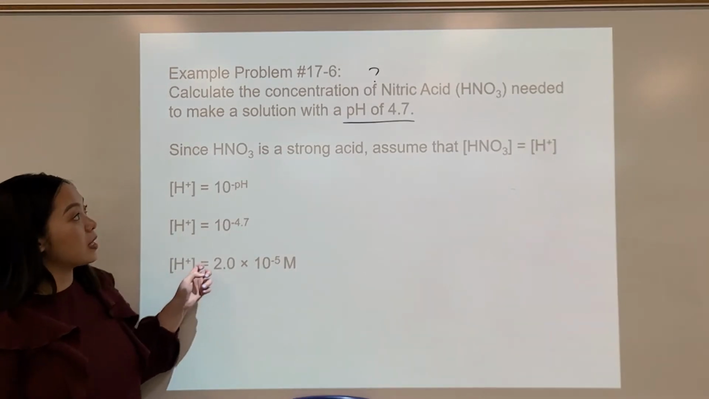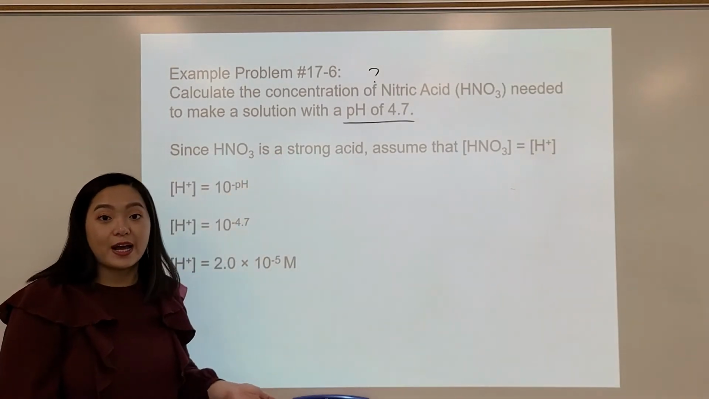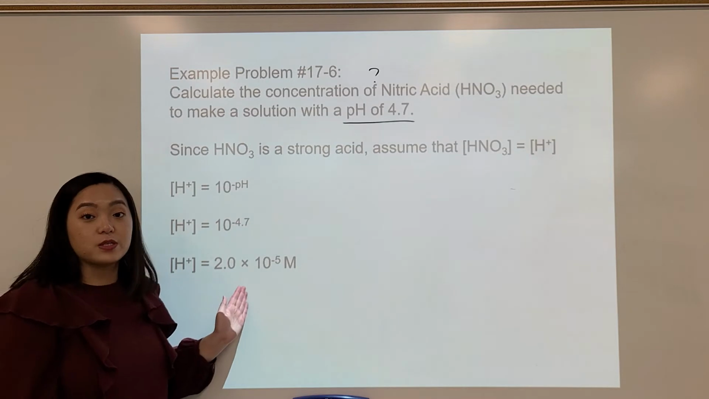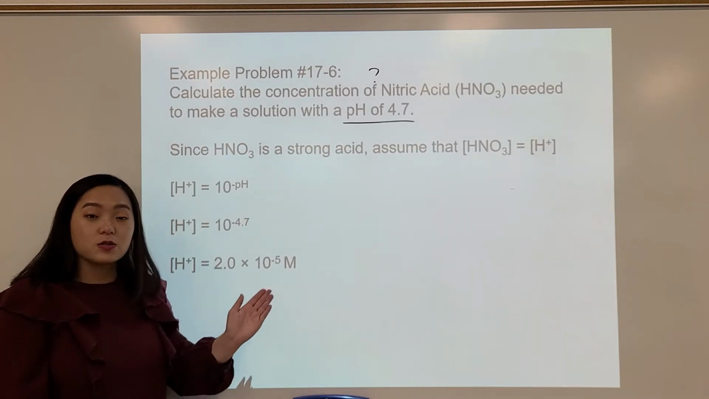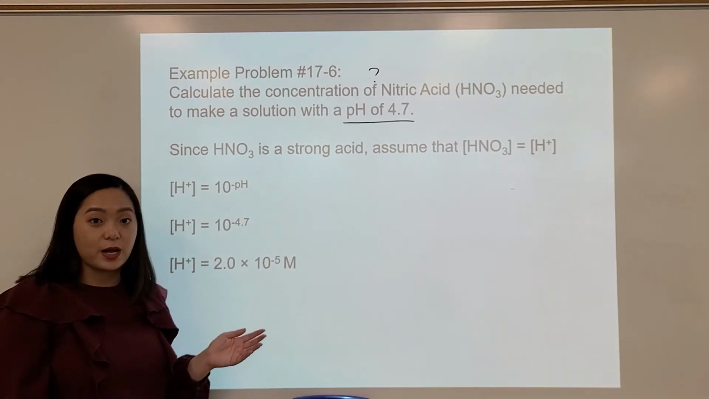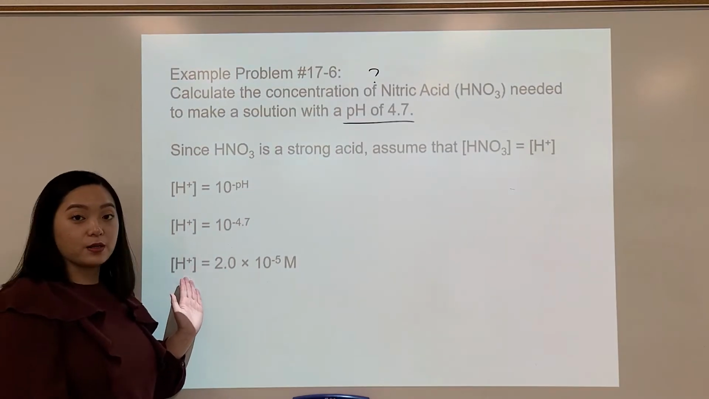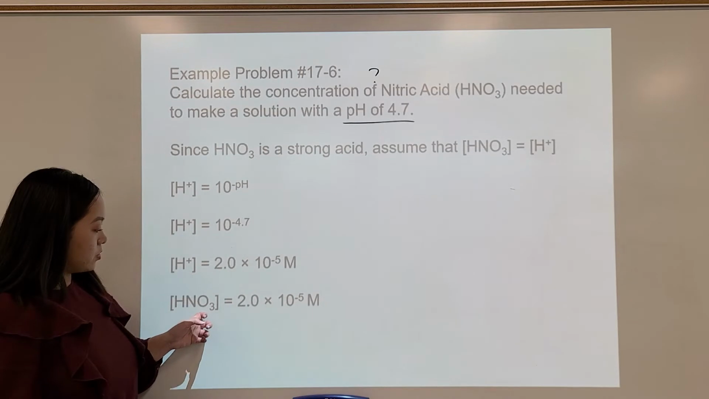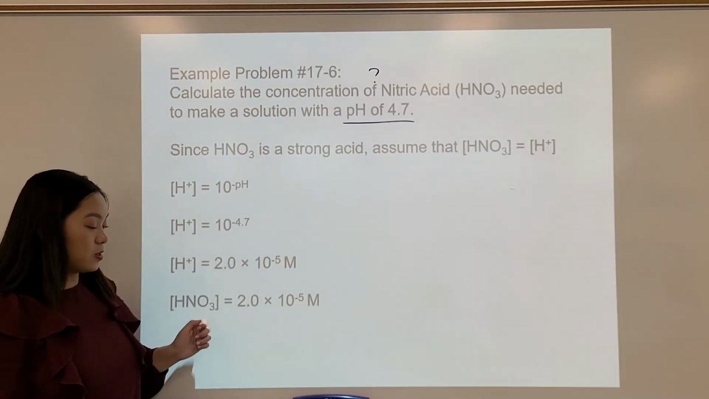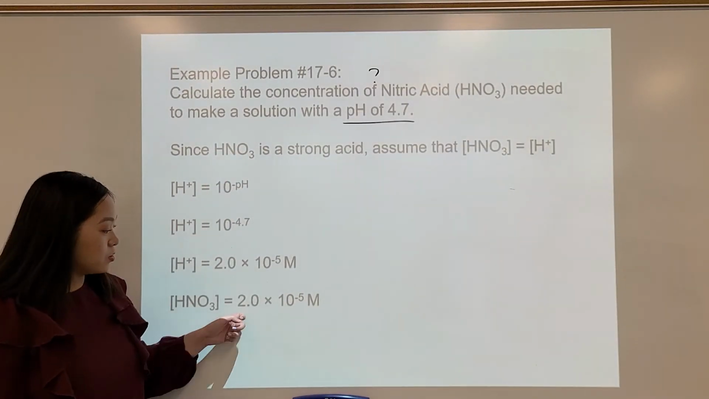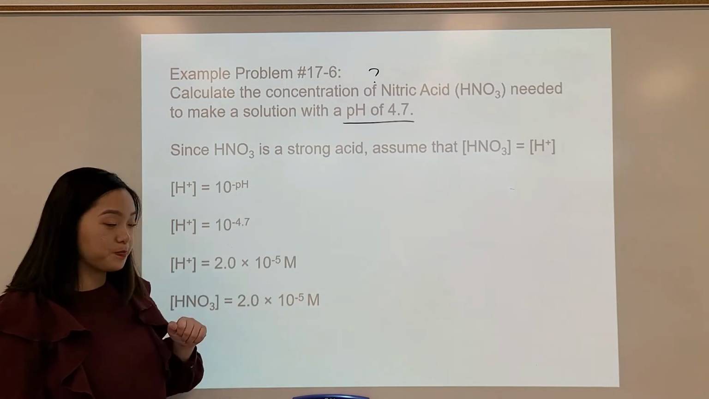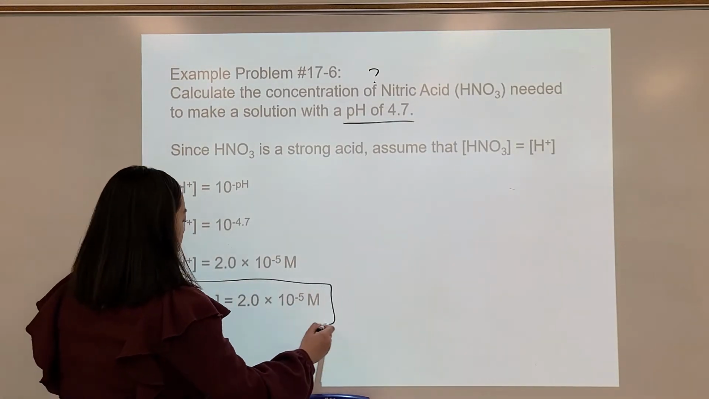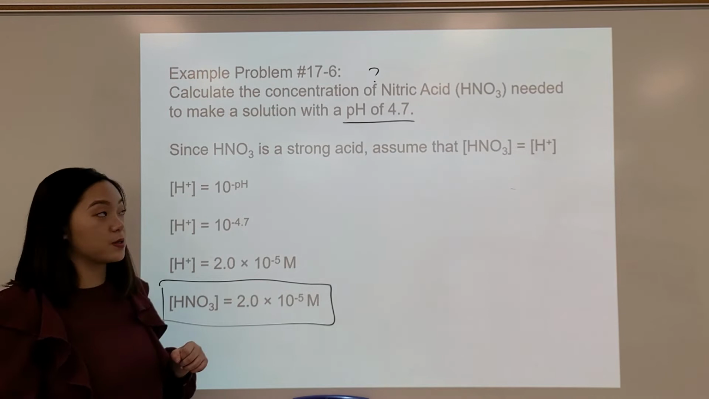Now, knowing that nitric acid is a strong acid, the concentration of the strong acid is equal to the concentration of the hydrogen ion. Here's the hydrogen ion. So let's go ahead and rewrite that one more time to answer the question. So the concentration of nitric acid is 2.0 times 10 to the negative 5. Final answer.